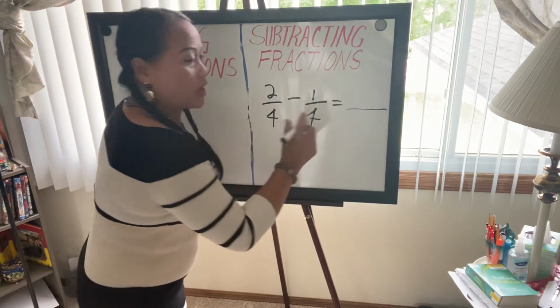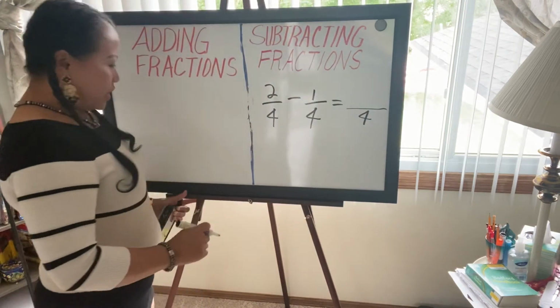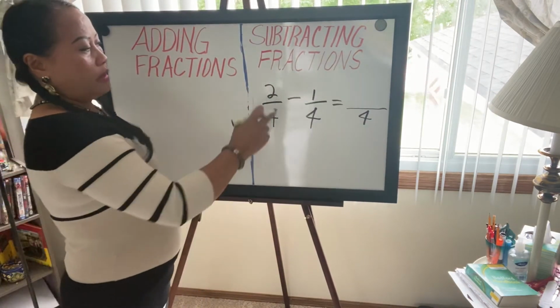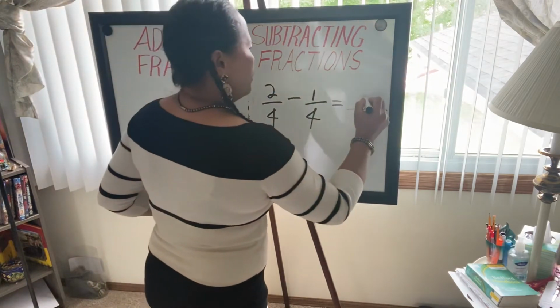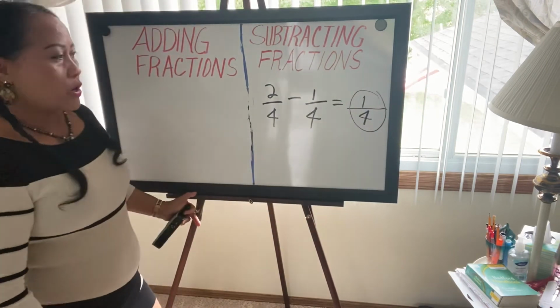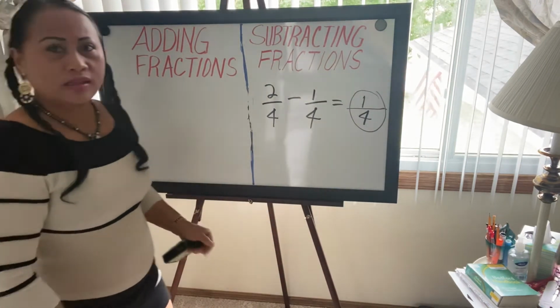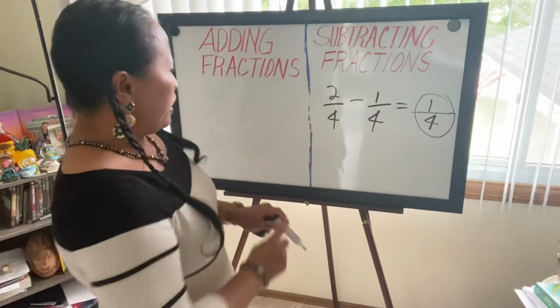Bring down the common number here. Okay? And then you can directly subtract. 2 minus 1 equals 1. So the answer is 1 over 4. Okay? That is our final answer. Okay? Another one.